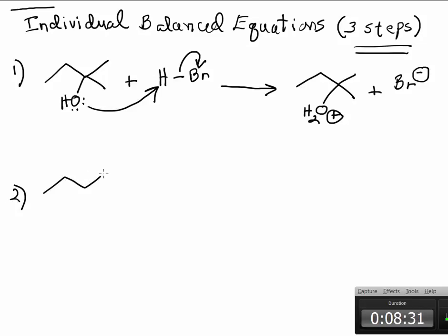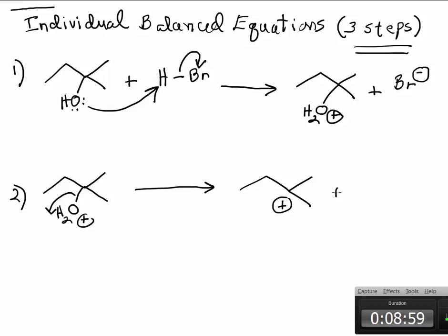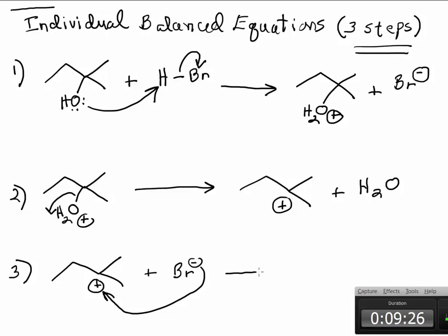Step two, we take the product from the first step, which we call an intermediate. Intermediates are not going to be your final products, they are intermediate products. And we have made the OH a better leaving group. So now we show the leaving group leaving. We get our tertiary carbocation and water. Again, we have a balanced net equation. And in step three, we again take our intermediate from the previous step, the bromide, the nucleophile, from step one, and we form a new bond and complete our SN1 substitution.